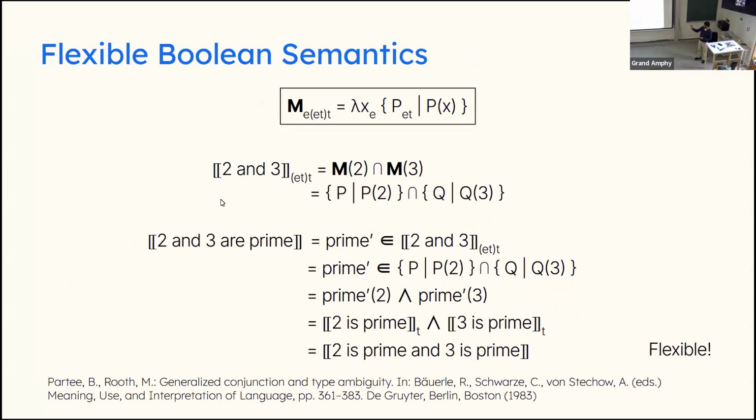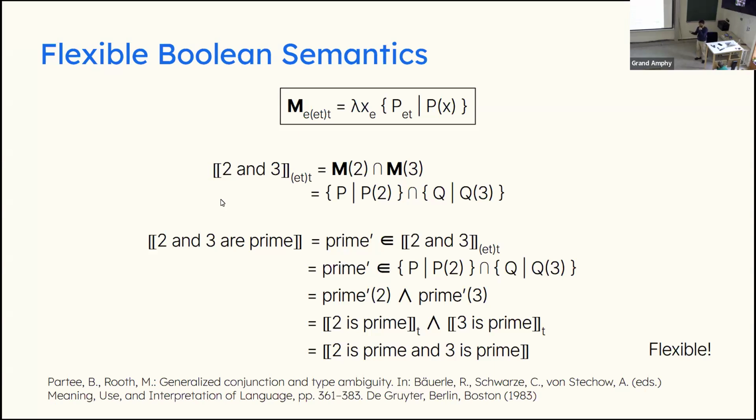And using this meaning of the noun phrase 2 and 3, we can analyze the meaning of the sentence 2 and 3 are prime. So 2 and 3 are prime just becomes that the function prime' applies to the meaning of 2 and 3, which comes down to be the same as the meaning of the sentence 2 is prime and 3 is prime. And these flexibility operators were introduced by Partee and Rooth in the 83 paper.